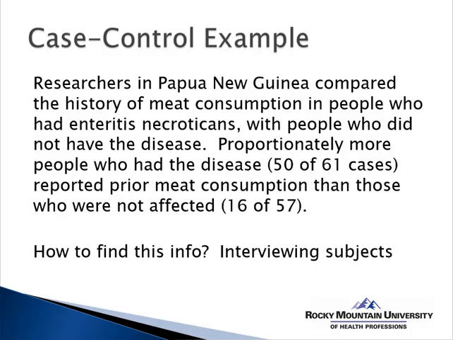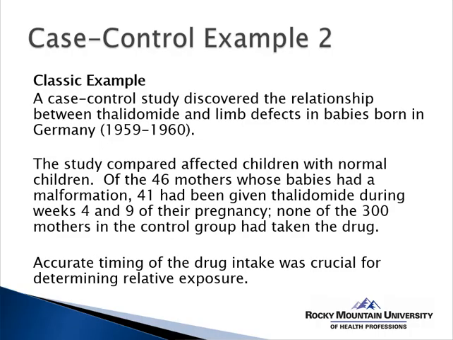Some examples: researchers in Papua New Guinea compared the history of meat consumption in people who had, and I'll probably pronounce this incorrectly, Enteritis necroticans, that's the tongue twister part for me, with people who did not have the disease. Proportionately more people who had the disease reported prior meat consumption than those who were not affected. So how did they find this info out? They interviewed subjects. Another classic example is looking at thalidomide in babies who developed limb defects.